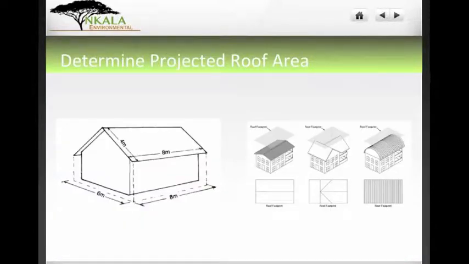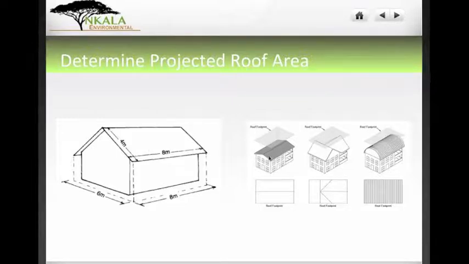All right, the next step, if you've got your design drawings and your bill of materials and your construction schedule, is based on your design drawings, you want to determine the projected roof area for the surface that will be collecting the rainwater. And we have two pictures here that are showing you how to do that. So again, when we say the projected roof area, we mean the area that you would see if you were looking at the roof from a bird's eye view, down from above.